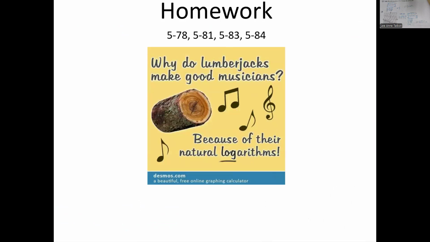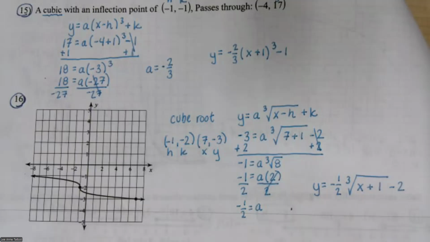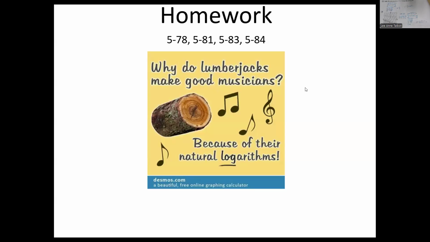Why do lumberjacks make good musicians? Because of their natural logarithm. Oh, that's pretty good. Lumberjacks. Anyway, log jokes are sparse, people. Sparse. I took what I could find. Thank you for humoring me. Okay, actually, I didn't want to do that. I wanted to do this, that.